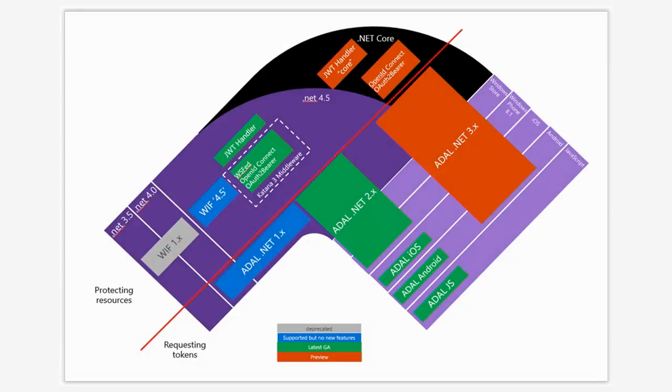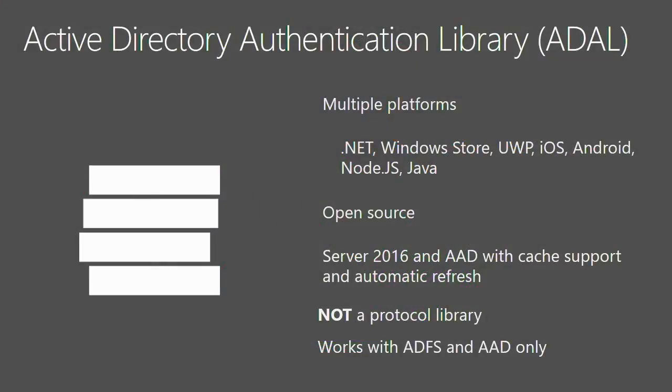So here we have a fairly old slide. Above the red line, you'll see protecting the resources. That's where you get your Windows Identity Foundation, your OAuth and .NET Core at the top. And then on the right, you'll have all the ADAL stuff. You can see that's all about requesting tokens. This is an old slide that says ADAL 3 is in preview. Actually, it's in GA. We've got an ADAL library which is multiple platforms. It works on .NET, Windows Store, Universal Windows Platform, iOS, Android, Node, Java. It's open source. It's for Server 2016 and Azure AD.